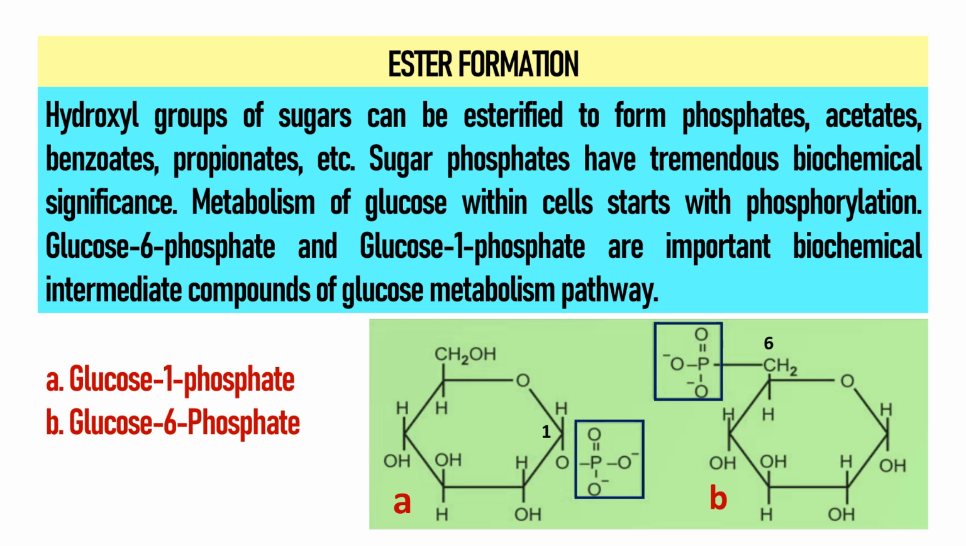Sugar phosphates have tremendous biochemical significance. Metabolism of glucose within cells starts with phosphorylation. Glucose 6-phosphate and glucose 1-phosphate are important biochemical intermediate compounds of the glucose metabolism pathway. Both these molecules have been illustrated below. Please try to understand the basis of their nomenclature.